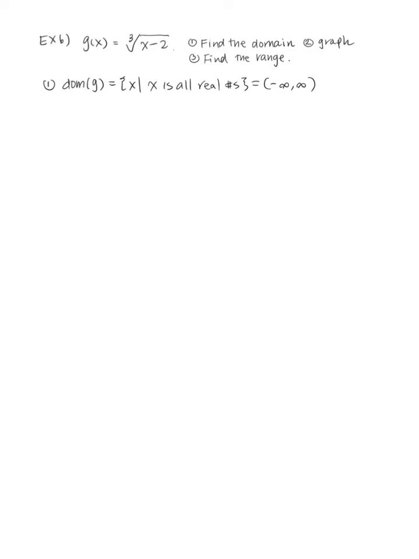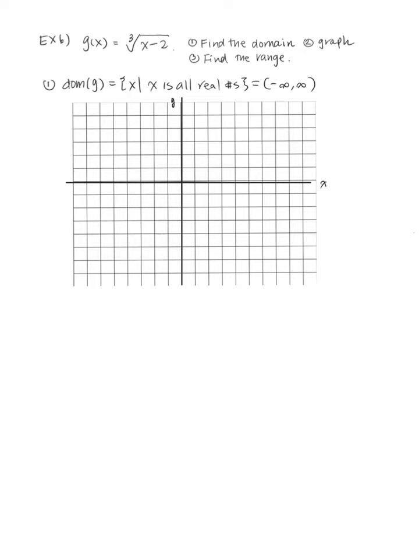Now to graph this, let me just bust out the graphing paper. And let's make the chart. Now in this case, domain is all real numbers, so that means that we can plug in any value of x that we want. So here, this is going to be the value of x, and g of x is cube root of x minus 2.